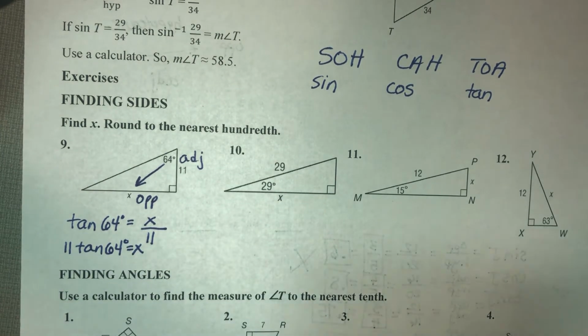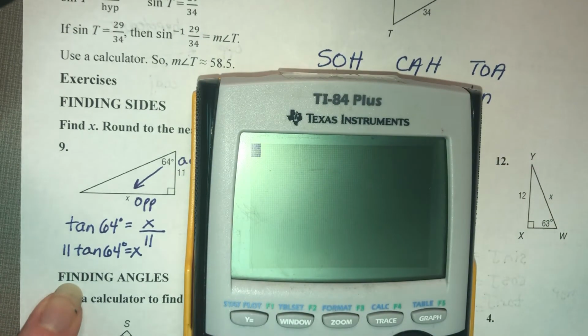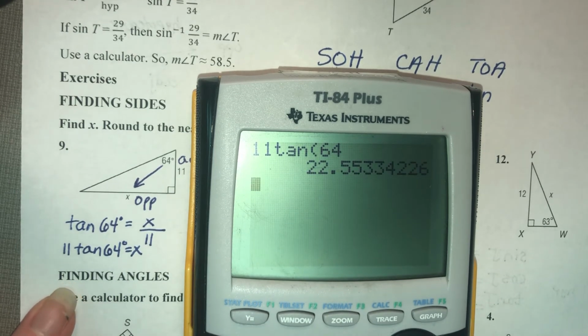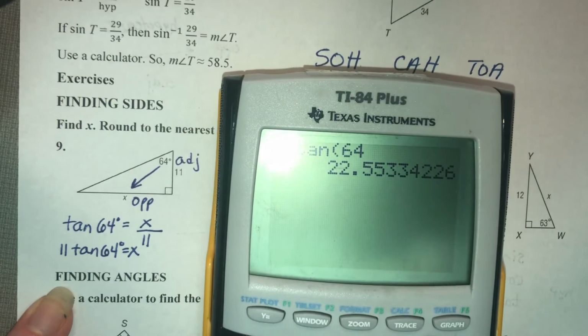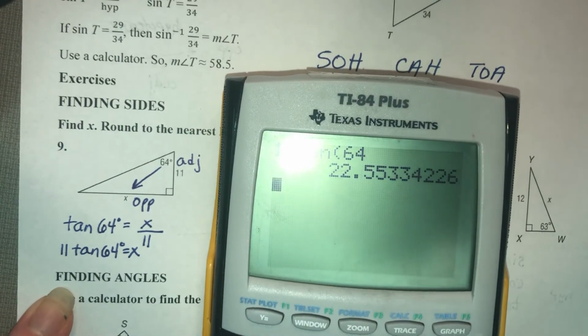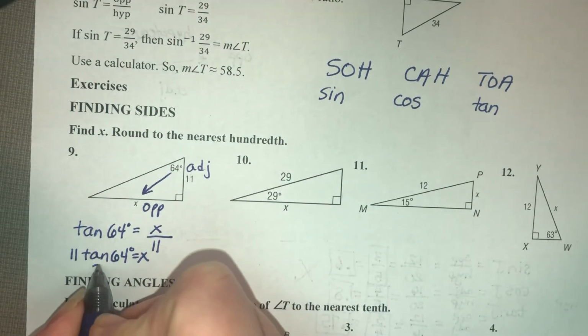And now I'm going to go into my calculator and just type that in. 11 tangent 64, enter. And that gives me 22 point, what did it say, round to the hundredth? So 2 numbers after the decimal, 55. 22.55 equals x.